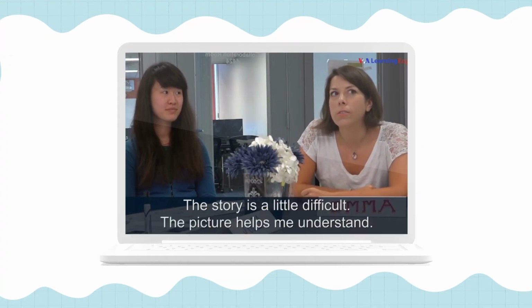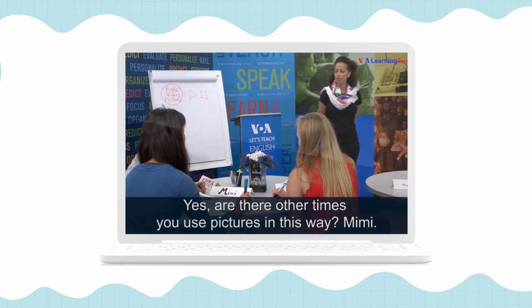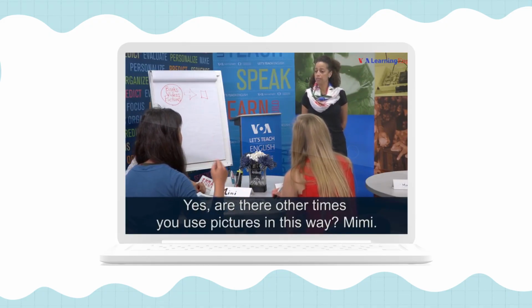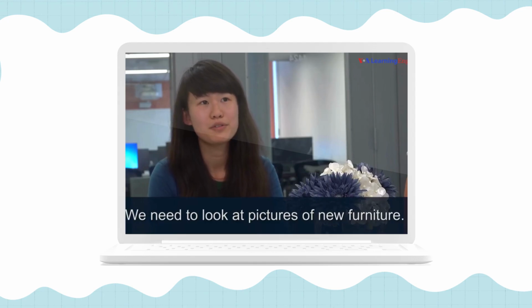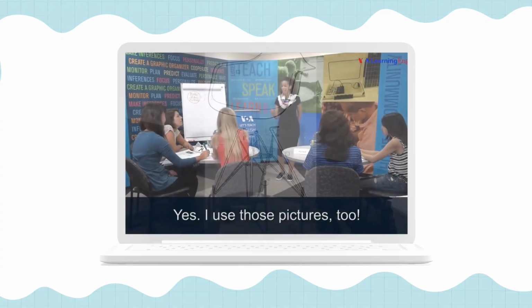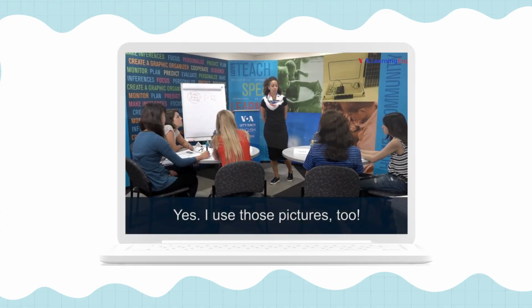The story is a little difficult. The picture helps me understand. Yes, are there other times you use pictures in this way? Mimi. We need to look at pictures of new furniture. The pictures show us how to make the furniture. Yes, I use those pictures too.